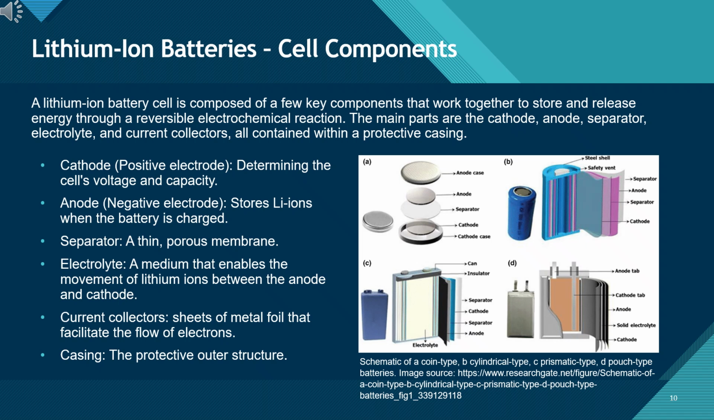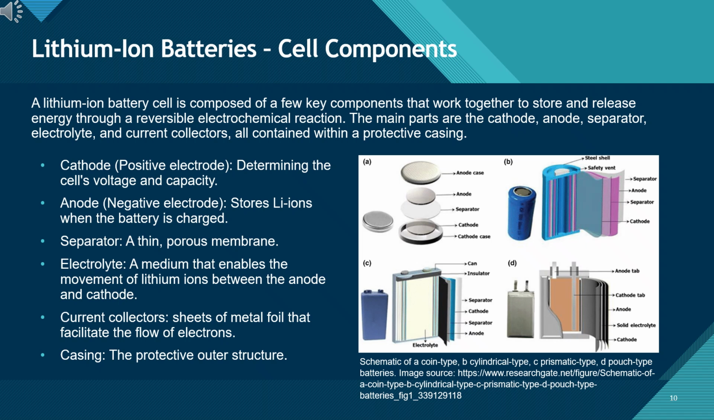The cathode determines the voltage and capacity of the cell, typically made from lithium metal oxides. The anode stores lithium ions during charging and releases them during discharge. The separator is a thin, porous membrane that prevents electrical shorting but allows the ions to move freely. The electrolyte acts as the medium that carries the ions between electrodes. Finally, the current collectors, aluminum for the cathode and copper for the anode, allow electrons to flow through the external circuit.